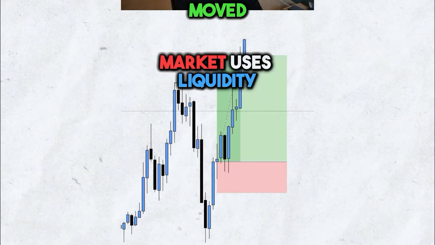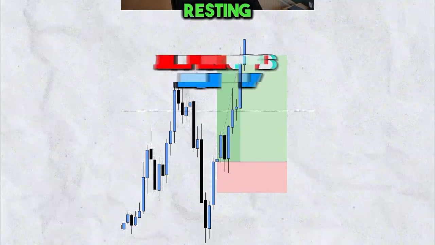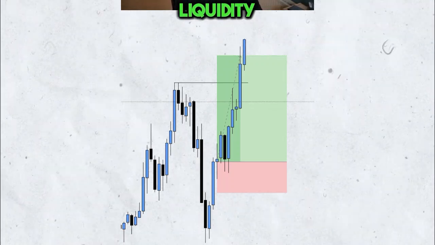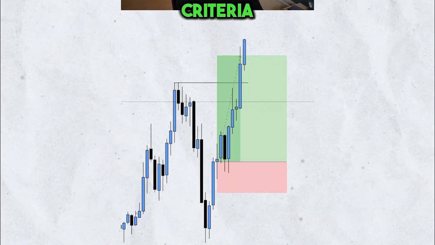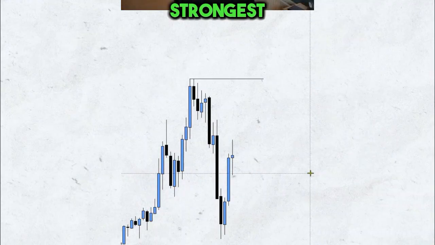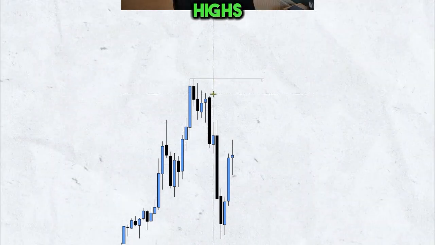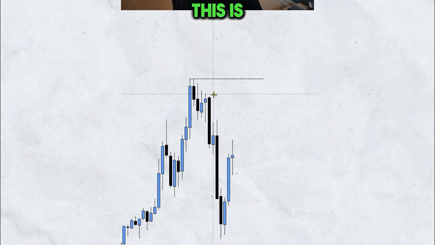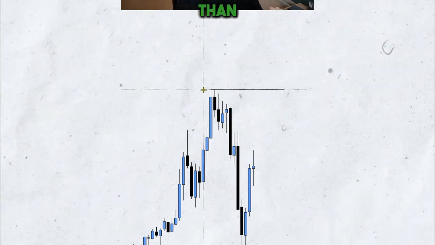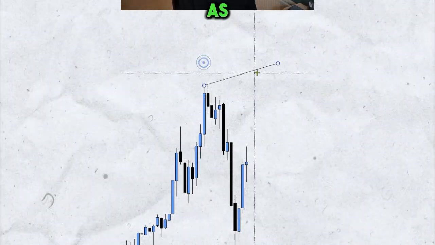The markets are moved by an algorithm that targets liquidity resting in the market. So if you can find the strong draws on liquidity and you can find an entry criteria, that is all you need to become a profitable trader. One of the strongest draws on liquidity that price likes to target are called equal highs and equal lows, and all this is when price action comes to the exact same point in the market more than once. As you can see, that happens right here, and we will mark that out as equal highs.